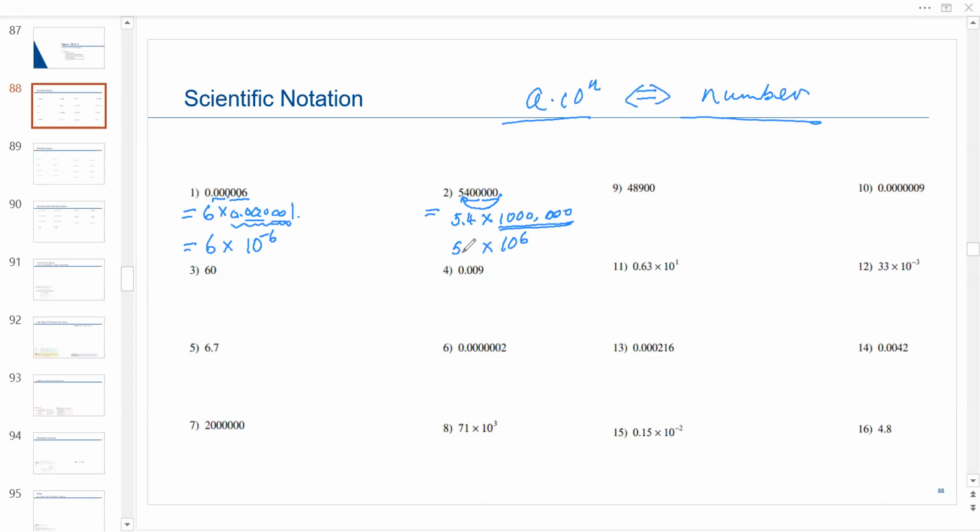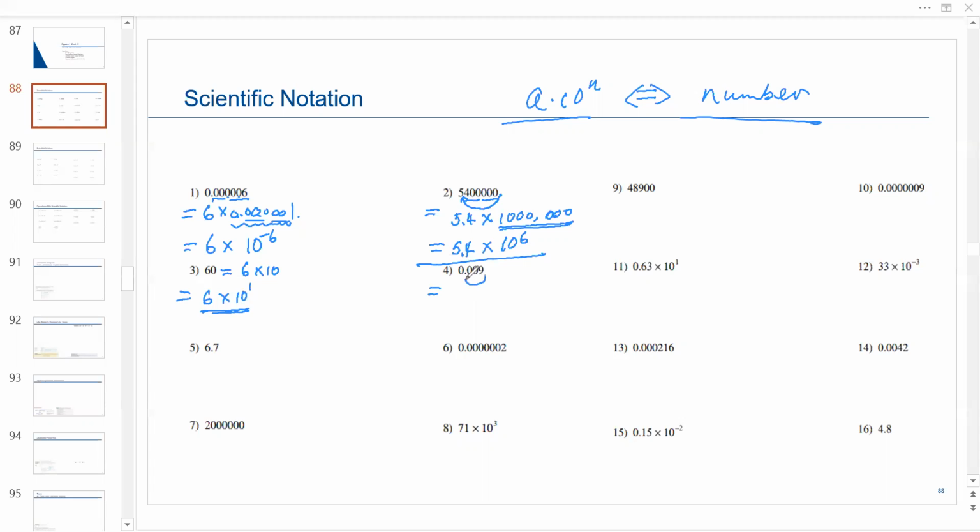So here you can transfer easily to here, right? All right, see this one, 60. So it actually is 6 times 10, right? So we can say 6 times 10 power 1, all right? That's it. What about 0.09?